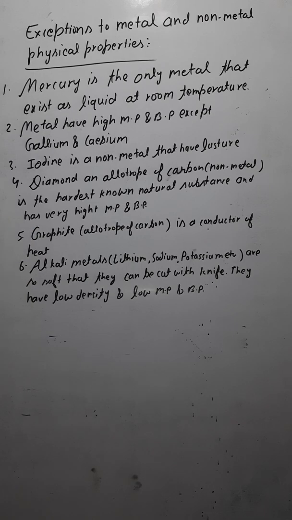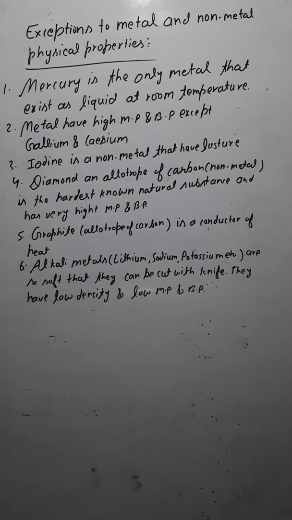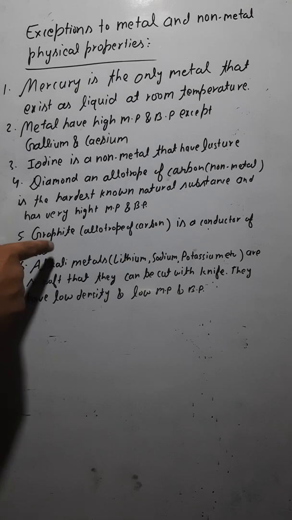Getting it? Next exception is of the graphite. Graphite is an allotrope of carbon. Again it is made up of carbon, and we have already discussed carbon is a non-metal. And the non-metals are bad conductors of electricity.